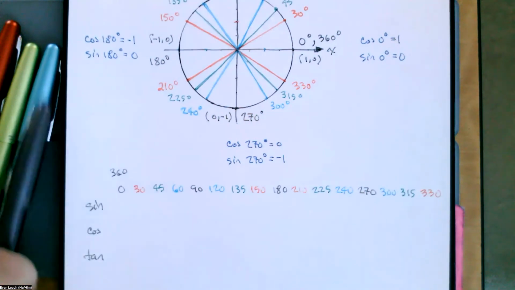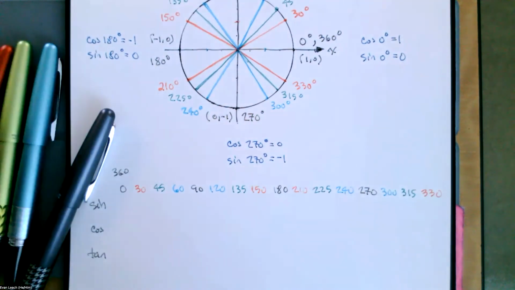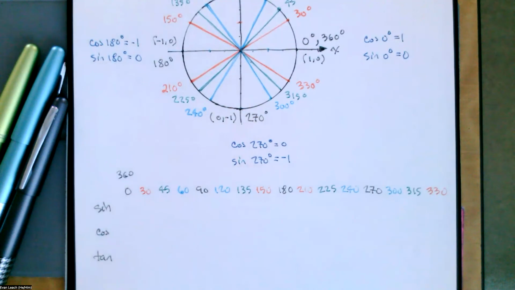No problem. 16 angles times 3, it's 48 numbers. But the values are all going to be from a limited choice because all the 30-degree angles will have the same sine. It's just going to be a plus or a minus. And the same cosine will just be a plus or a minus. And the same tangent, it'll just be a plus or a minus.